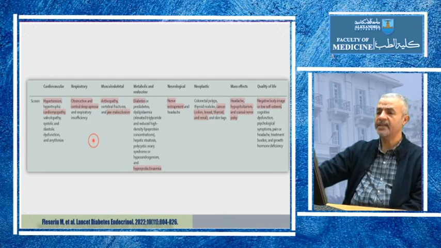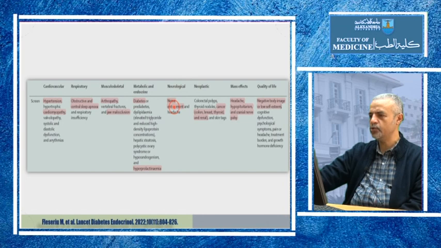So here we can find a long list of specific and non-specific presentations associated with acromegaly, including cardiovascular presentations, the most important of which are hypertension and cardiomyopathy, respiratory presentations in the form of obstructive or central sleep apnea, musculoskeletal presentations in the form of arthropathy and jaw malocclusion, metabolic and endocrine presentations, the most prominent of which are hyperprolactinemia and diabetes, neurological presentations including nerve entrapment syndromes, neoplastic presentations because patients with acromegaly are at higher risk of cancers including colon, breast, thyroid, and renal cancers, the mass effect which may cause headache, hypopituitarism, and cranial nerve palsies including the third, fourth, and sixth cranial nerves, and impaired quality of life.